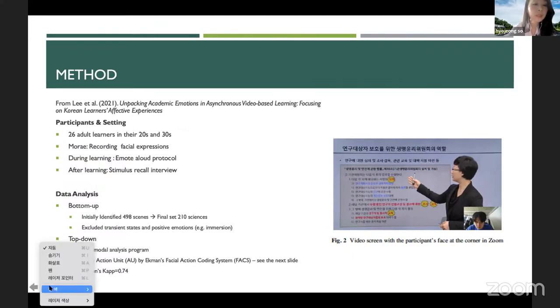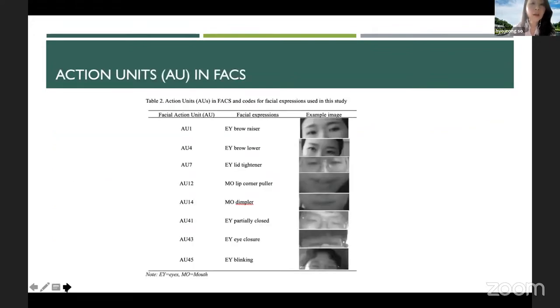And then this is the video lecture they watch, and we recorded all learners' facial expressions, and tried to analyze them through FACS. And this is the framework of the action units that we use for the analysis.